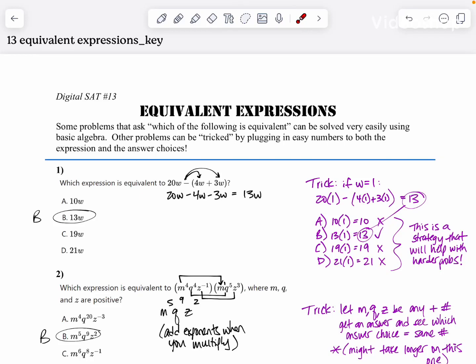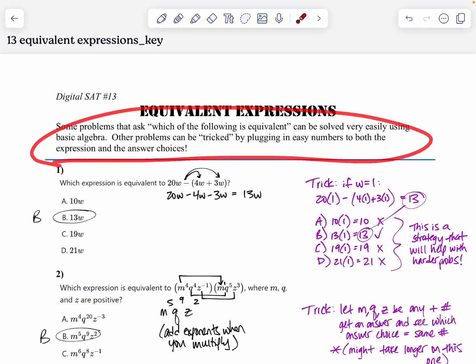All right, you guys, we've got lesson number 13. We're talking equivalent expressions today, and most of these problems, I'm going to show you a trick, as you can see, and we've talked about this trick a little bit in class. But there are some very difficult algebra questions that can be tricked, as you can read up here, by plugging in some easy numbers and just process of eliminating through the answer choices.